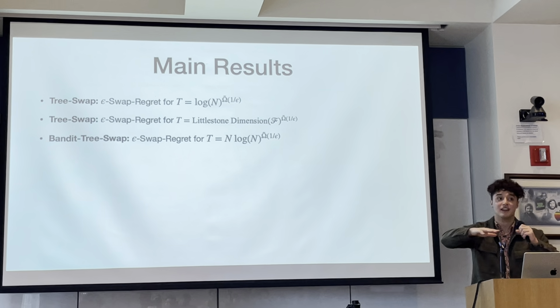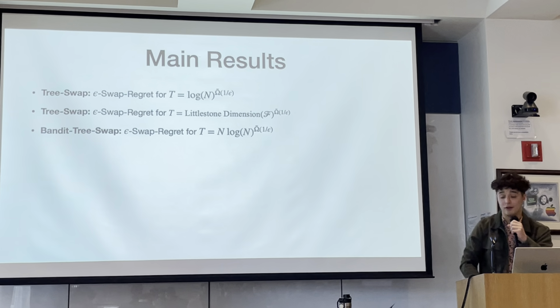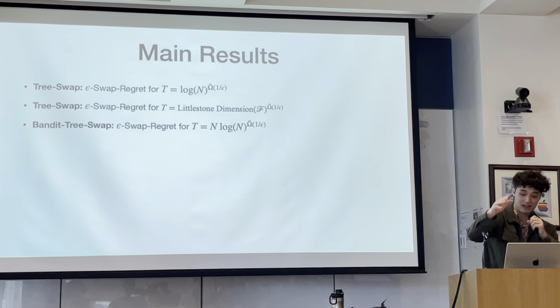We also improve the best known swap regret dependence on the number of actions in the bandit setting, where it was previously only known to be N squared, and now we get it to linear.